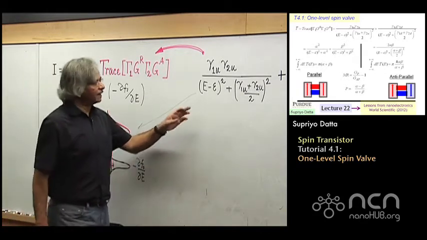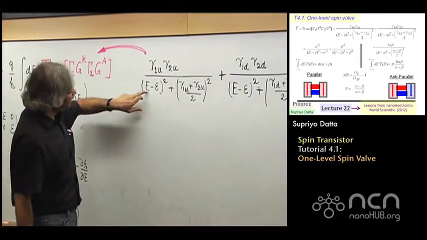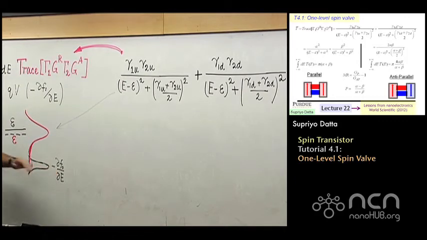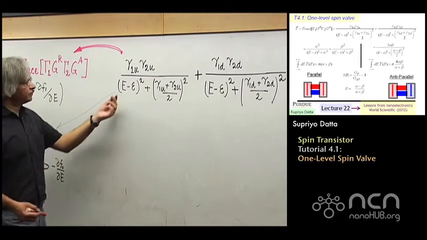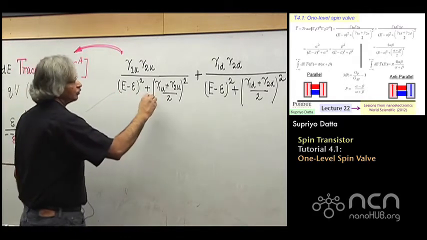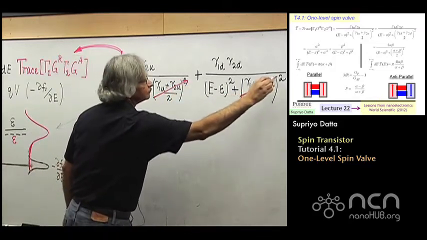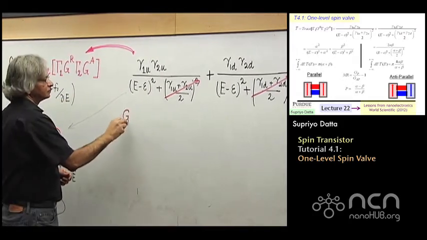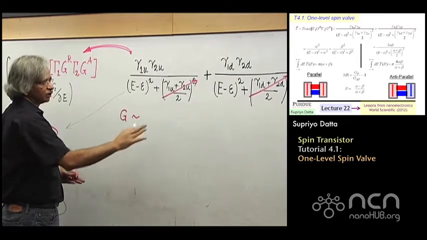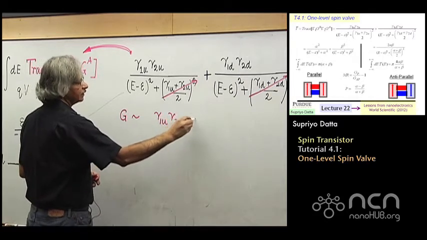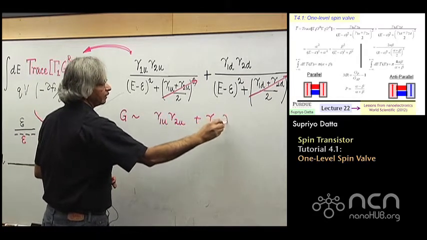So we can look at this quantity at an energy where the energy is equal to this chemical potential, somewhere down here. And if this is big enough compared to these gammas, then actually you could drop these. And then you have a fairly simple expression where it says that the conductance is proportional to, there's like 2 terms. One of them is like gamma 1 up, gamma 2 up, and the other is like gamma 1 down, gamma 2 down.